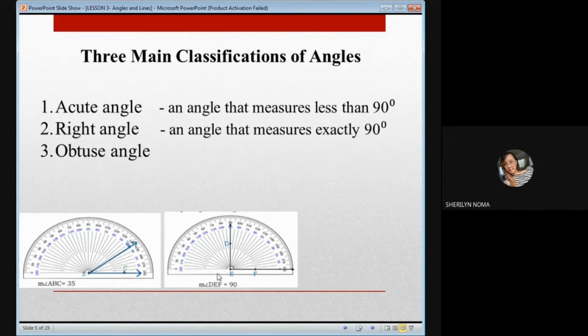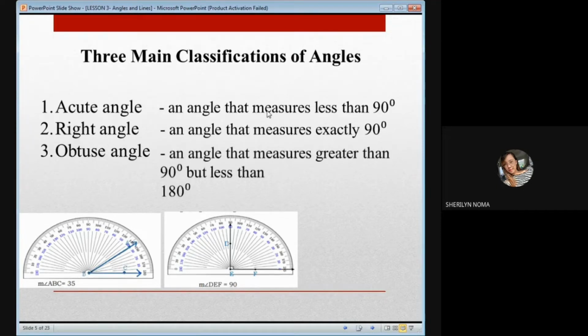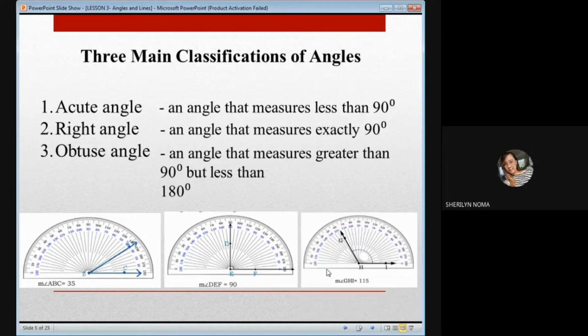90 degrees. An obtuse angle measures more than 90 degrees but less than 180 degrees. Ibig sabihin, hindi siya pwedeng lumampas sa 180 degrees. Kapag lumampas po siya, dalawang protractor na yung sakop niya, di ba? Iikot na siya. Iba na po yung tawag doon, hindi na siya obtuse. Yung tawag doon, reflex angle.